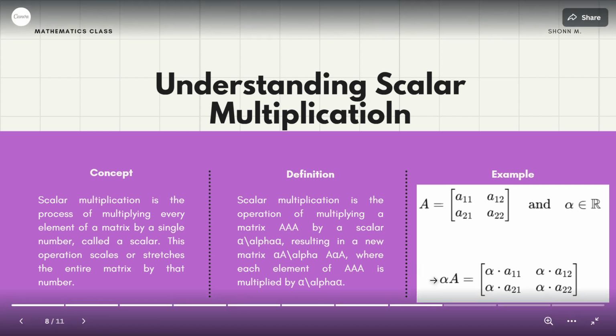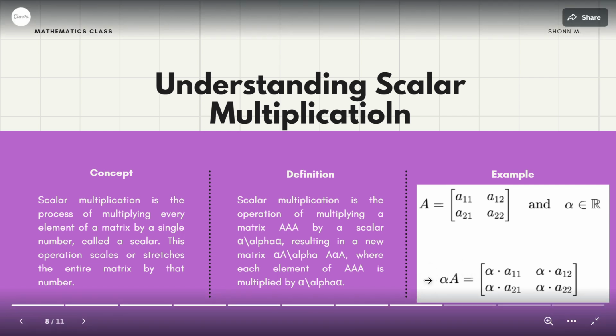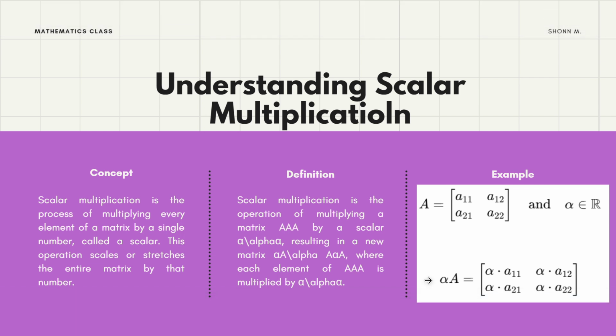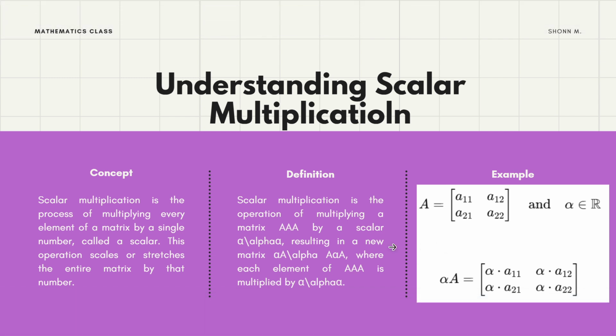So, in order to get our scalar multiplication, we have this formula. Alpha A is equal to alpha times A sub 11, alpha times A sub 12, alpha times A sub 21, and alpha times A sub 22. A scalar is just a single number. We multiply every entry in the matrix by that number. So let's take an example.